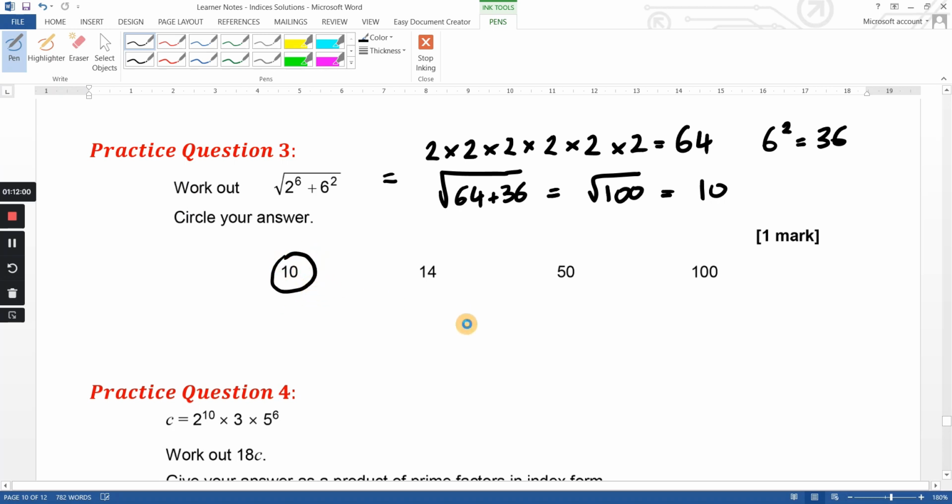Yep, so definitely 10 for your answer. Just do it bit by bit. Can't use any of the rules, I'm afraid. You know, you've got a plus in there, so you can't use any of those power rules, unfortunately, that we did before. So you're just gonna have to work these out manually.